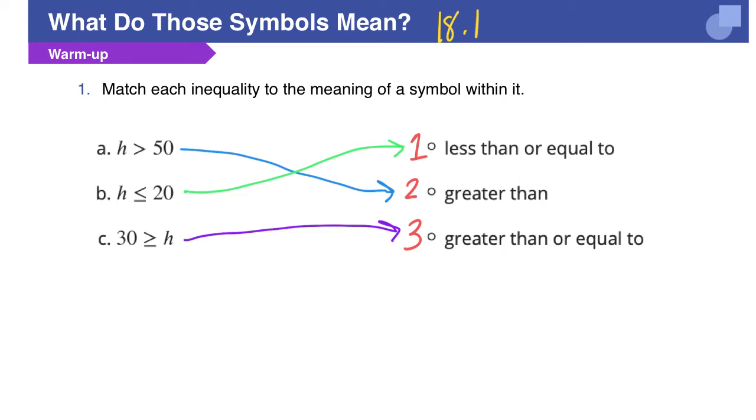And here's how they match up. When you're looking at these symbols, just remember that the large end of the symbol right here is going to point to the larger portion, and the smaller end is going to point to the smaller one. So, for example, in A, this would be read as H is greater than 50.